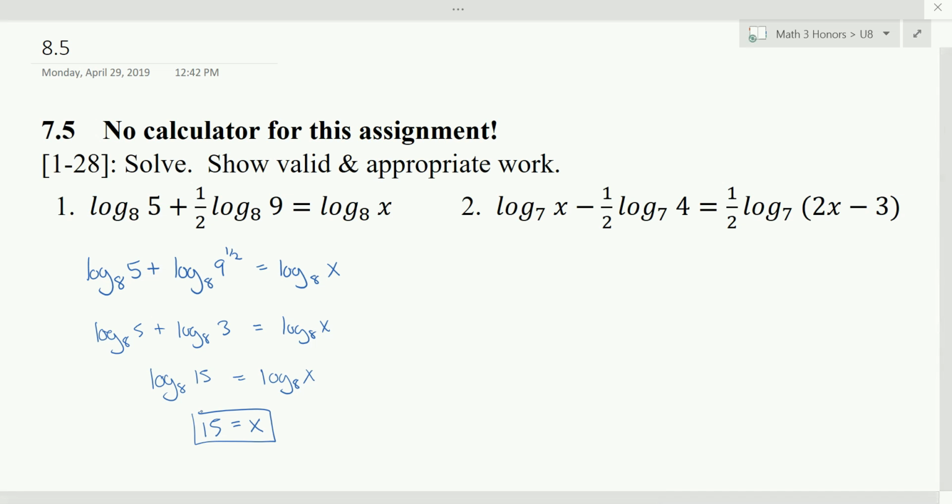Why do we multiply them? It's the first property we proved, that when you're adding logs, you multiply the arguments. You don't add them. We wrote it down, and it's called the product property. No, we've proved it.